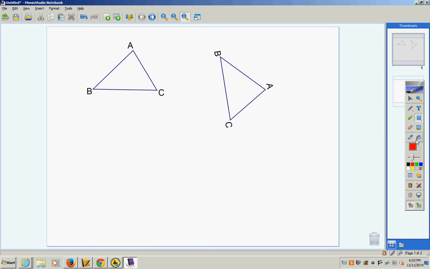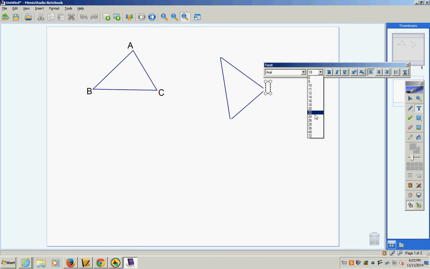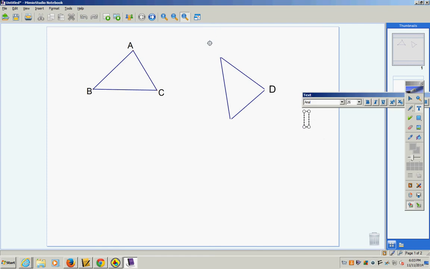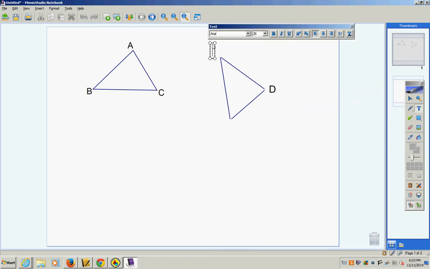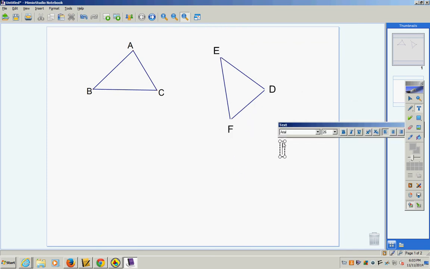So let's see. Just so we can use different letters here. Let's call it something different. Let's call it D, E, and F. All right.